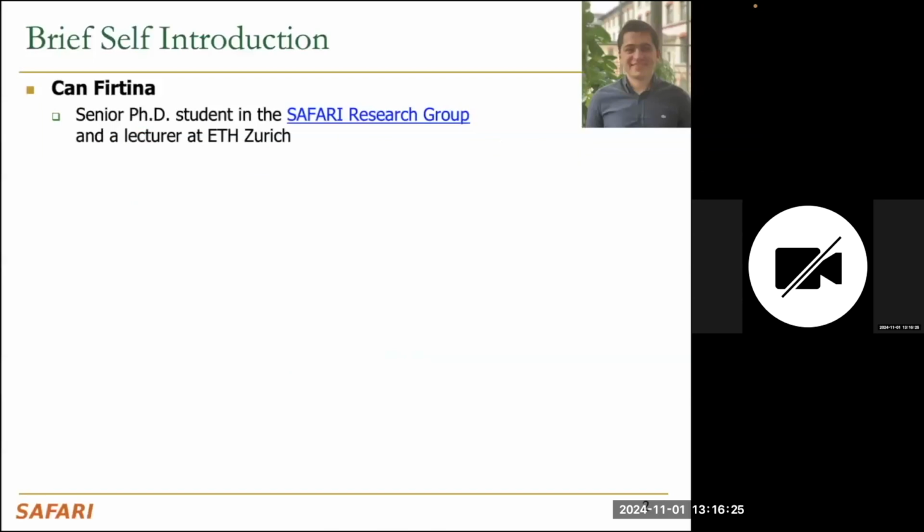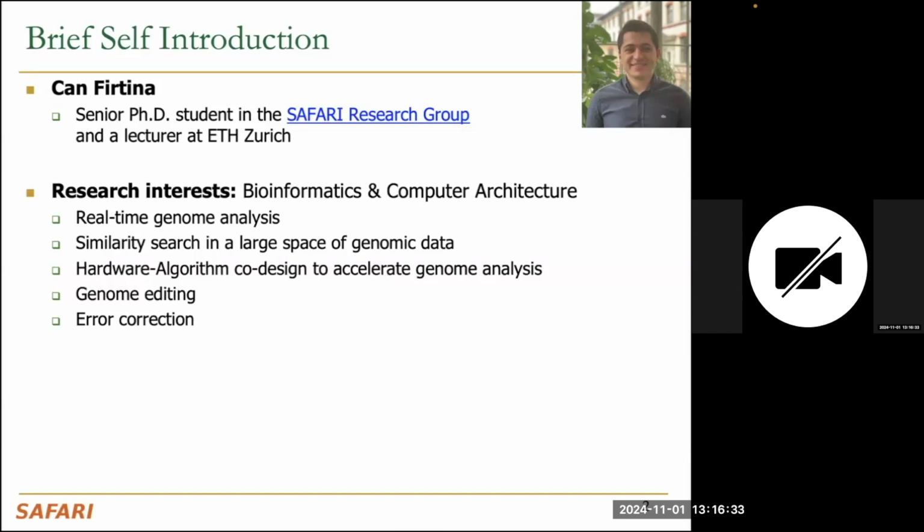First, I want to introduce myself. I am Can. I am a senior PhD student in the Safari Research Group and a lecturer at ETH Zurich. My research interests lie in the intersection between bioinformatics and computer architecture. Specifically, I'm interested in designing algorithms and architectures to enable real-time analysis for genomic data, and also designing algorithms for genome editing and error correction and so on.